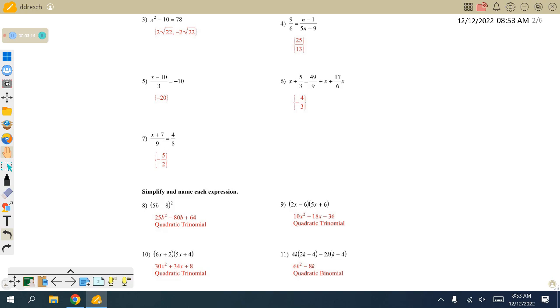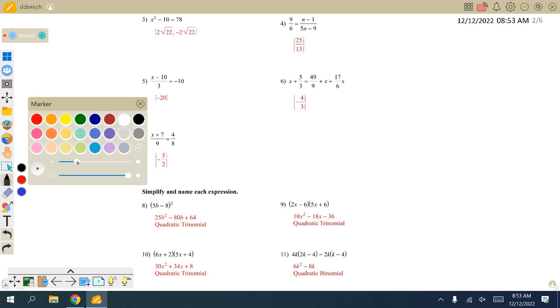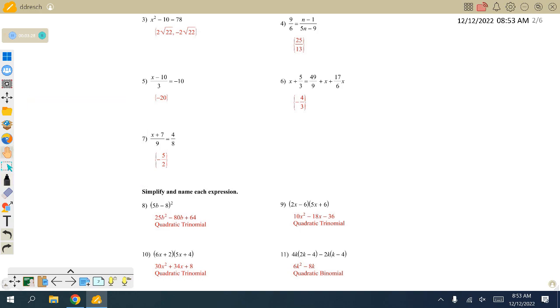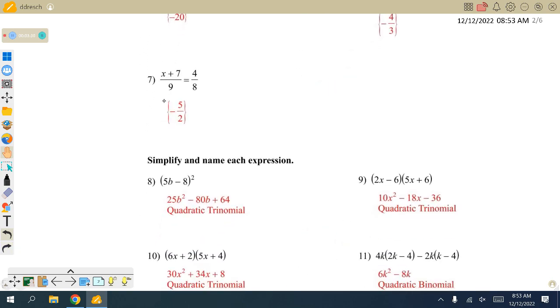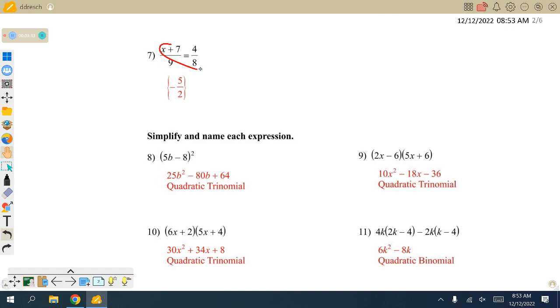When I keep saying cross products, several of you mentioned cross multiply. Let me make that a little bit bigger. As I was saying, with your cross products, we're taking these, multiplying them together, and that's going to be equal to that multiplied together. So x plus 7 is 2 terms; you better put that in parentheses. And then 9 times 4. And then that's it.